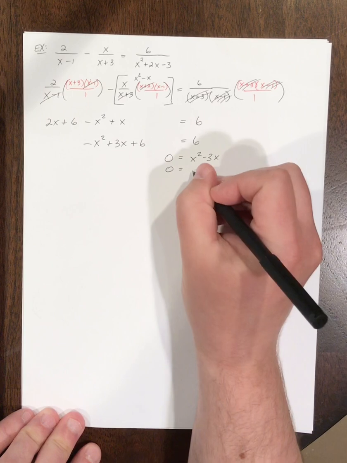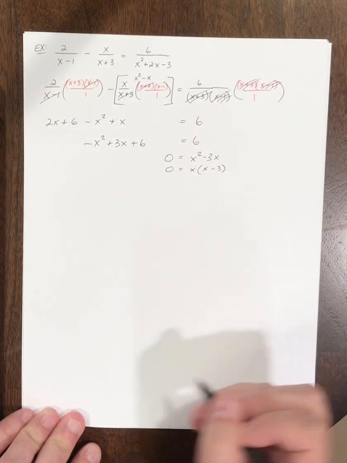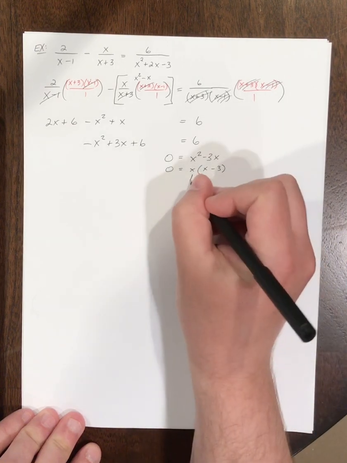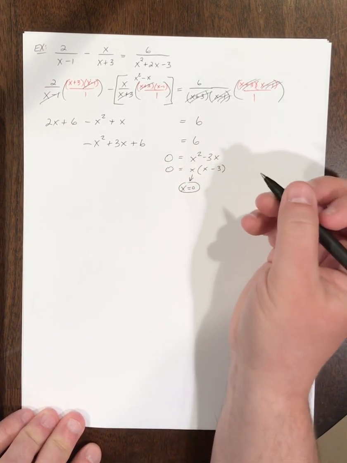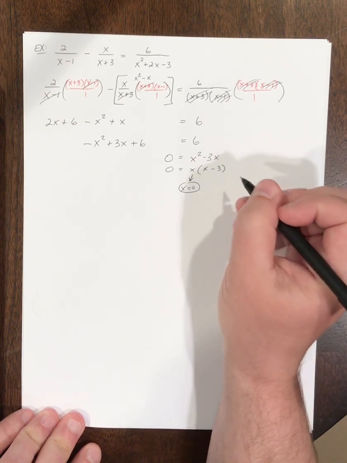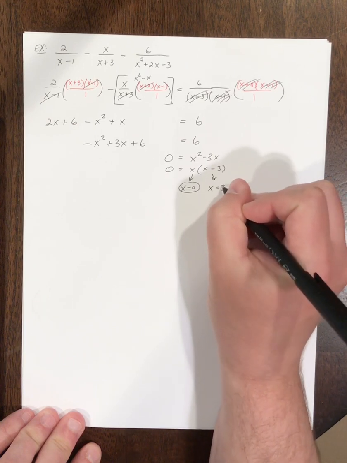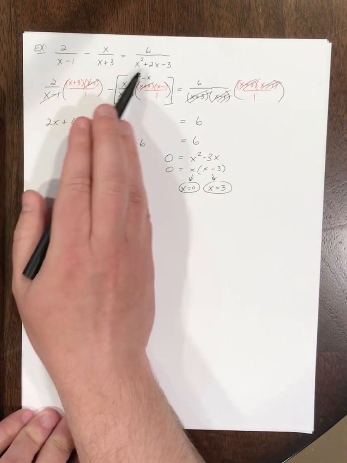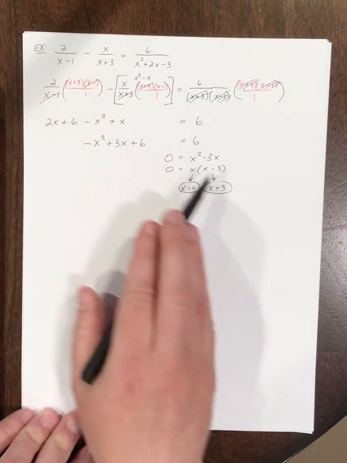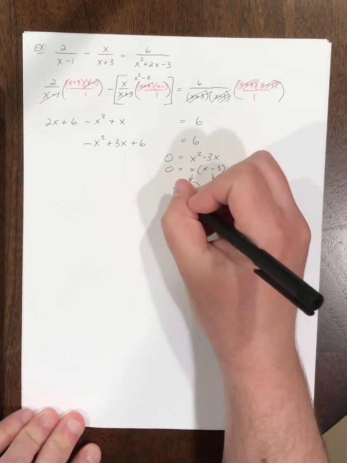And then, much like the last problem, you have a GCF of x. Factor that out. You get two solutions, x equals 0 and x equals 3. And just check these. Okay, 0 is allowed and 3 will be allowed. So these will both check out.